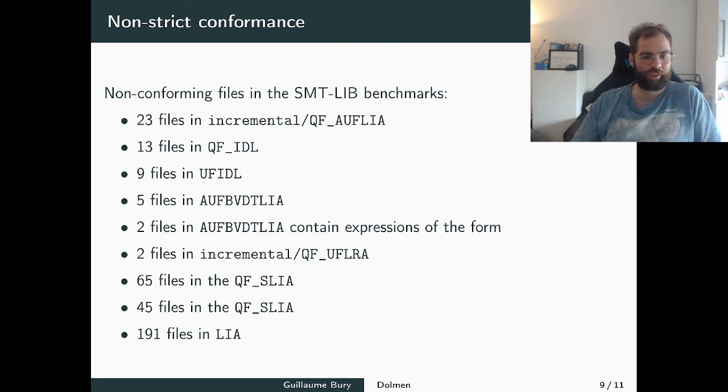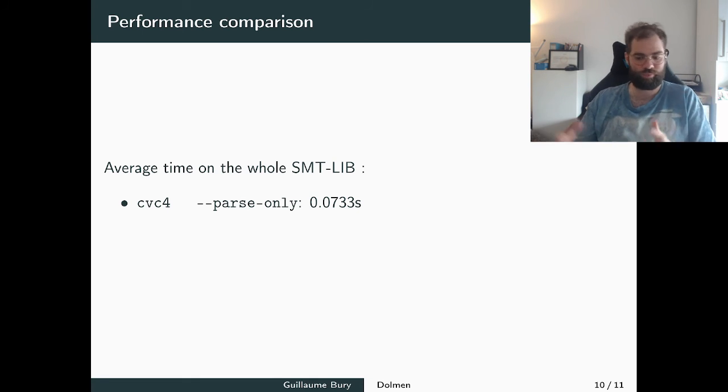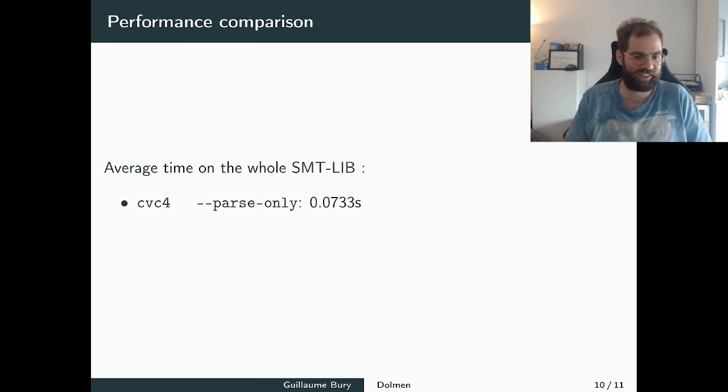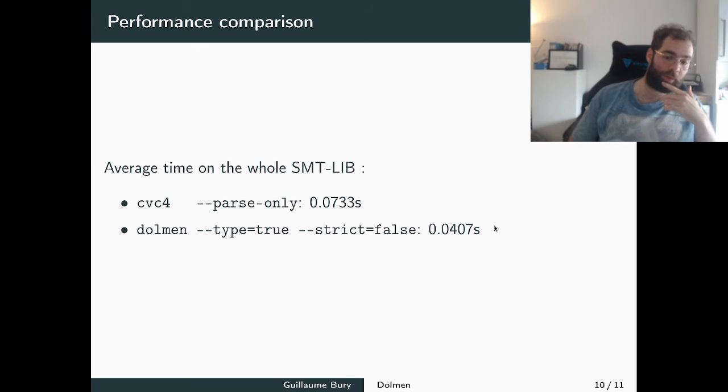Another point that's interesting to look at is performance. Now that we have seen that Dolmen is able to check files, I ran Dolmen and CVC4, CVC4 in parse-only mode, on the whole SMTLIB, basically all the benchmarks. CVC4 in parse-only mode takes on average 0.07 seconds on each file. And if you run Dolmen in lenient mode, so strict equal false, we get an average of 0.04 seconds.